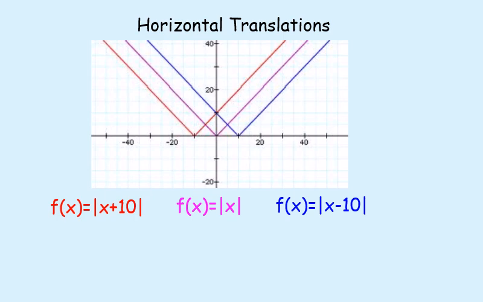Now in dark blue, you have absolute value of x minus 10. And the same thing happens here. The function says minus 10, but the graph actually moves plus 10. So whenever you are doing horizontal translations, remember, you always do the opposite.